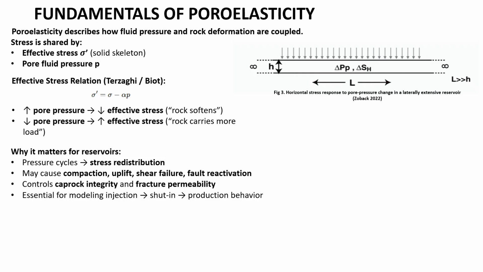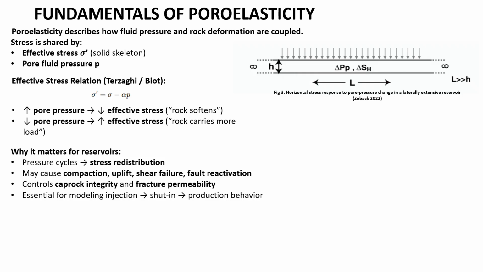So we can solve this elastically by looking at how the change in horizontal stress depends on two important material parameters. One of which is the Poisson's ratio, ν, which controls lateral strain under vertical loading. The second one is Biot's coefficient, alpha, which describes how compliant the rock frame is.